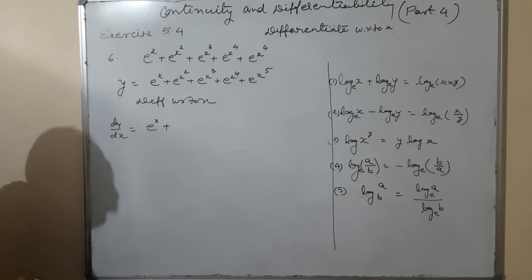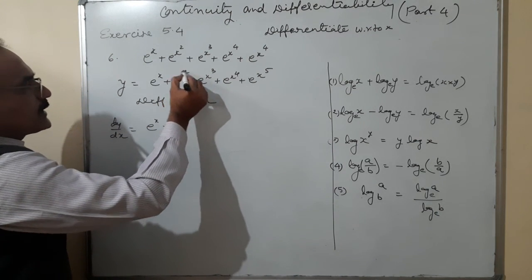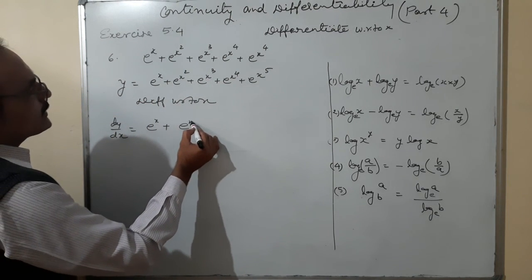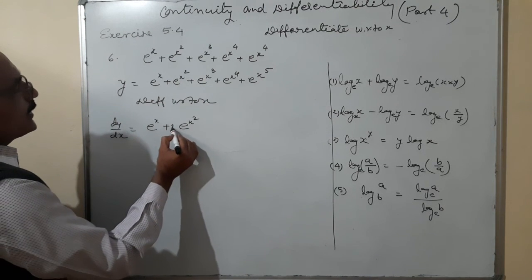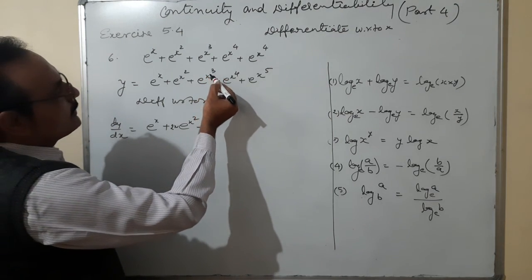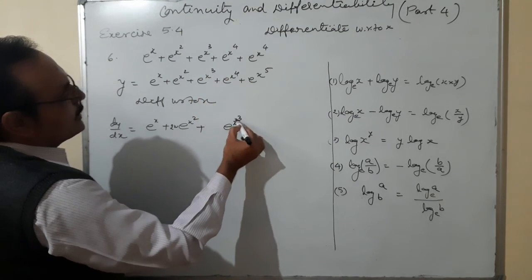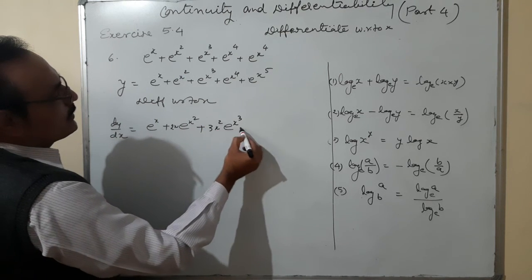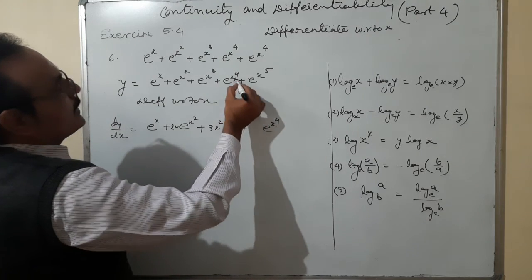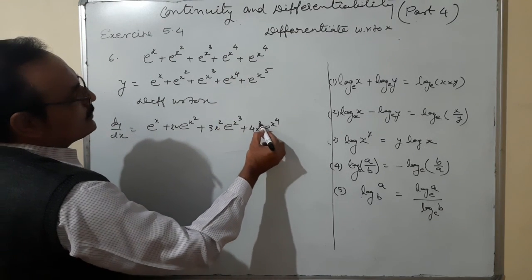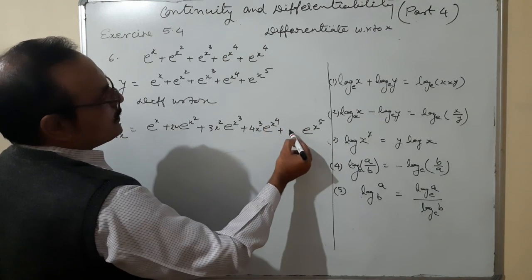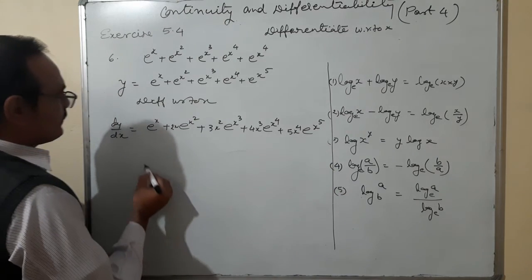plus. This x square is treated as t. So the differentiation of e to the power t is e to the power t, that means e to the power x square, and again the differentiation of x square is 2x. Okay, plus x cube is considered as t, so e to the power x cube, and the differentiation of x cube is 3x square. e to the power x to the power 4, and the differentiation of x to the power 4 is 4x cube, and here at the last e to the power x to the power 5, and the differentiation of x to the power 5 is 5x to the power 4.